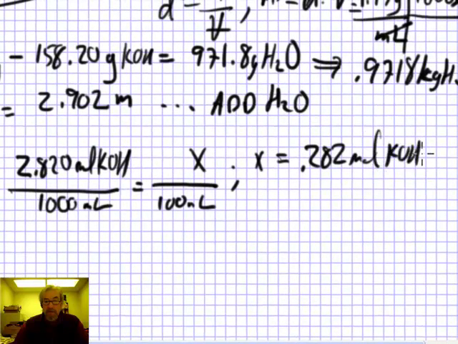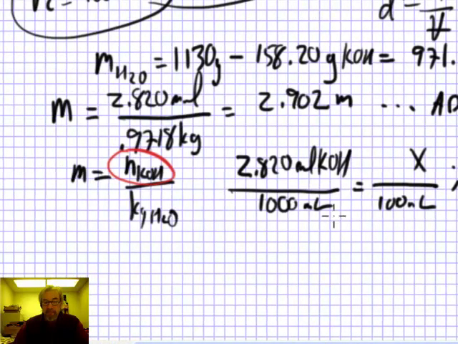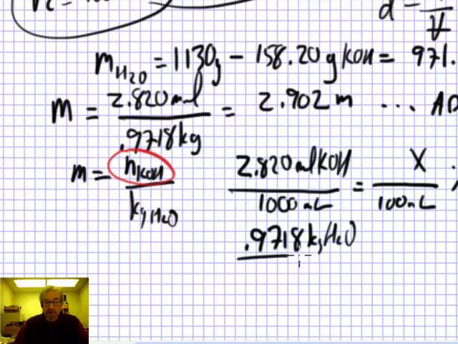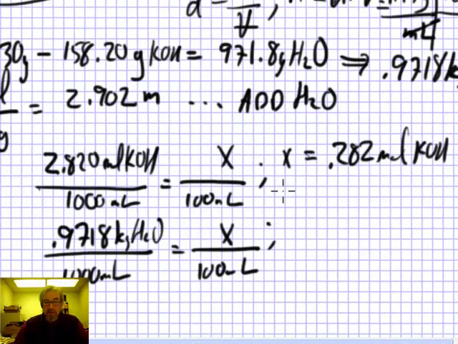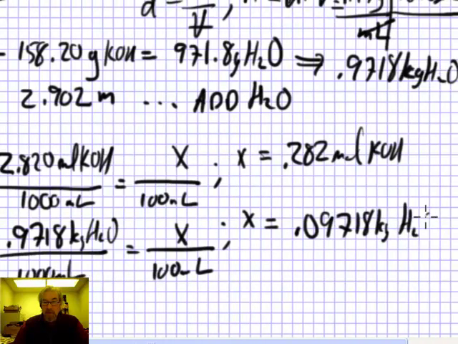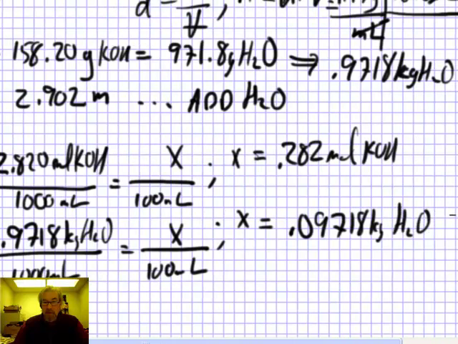How much water is in there now? Well, we could set up a similar proportion. We know that in the 1,000 milliliters, there were 0.9718 kilograms of water. So in 100 milliliters of the solution, there would be again 1/10 of that mass. So 0.09718 kilograms of water are present. How much water do we ultimately need is the next question then.